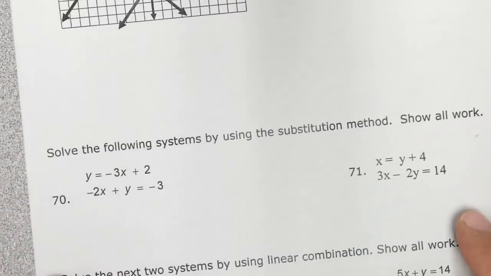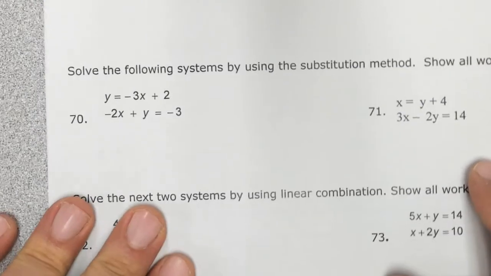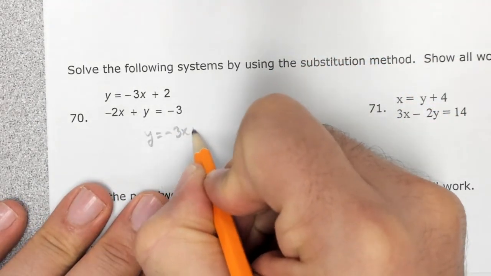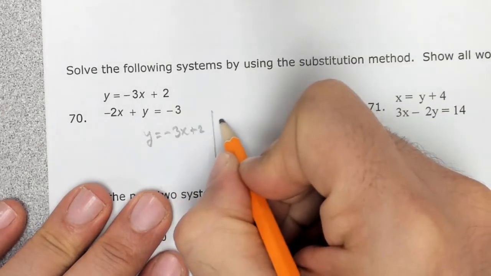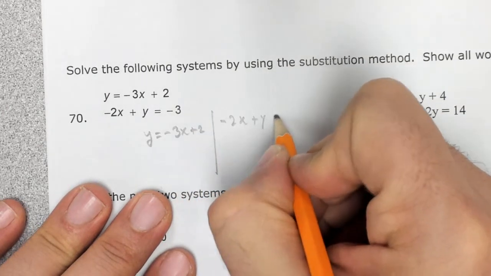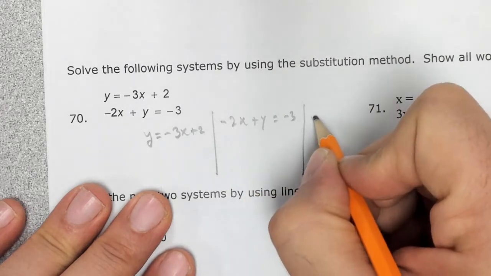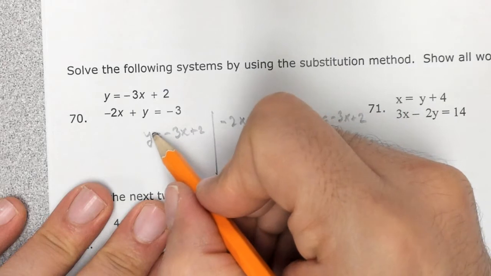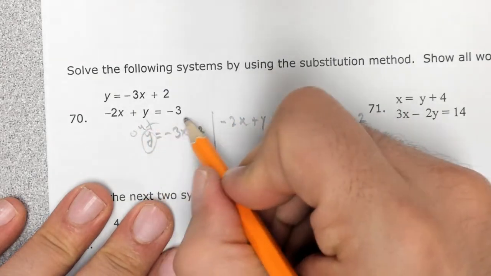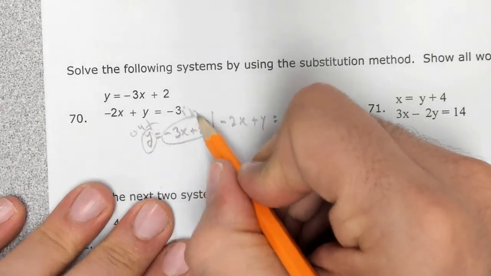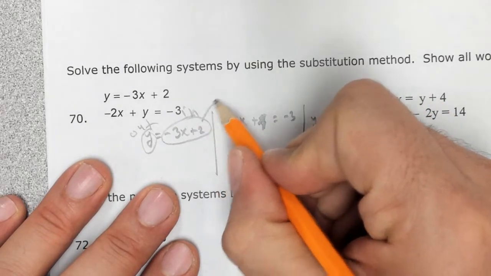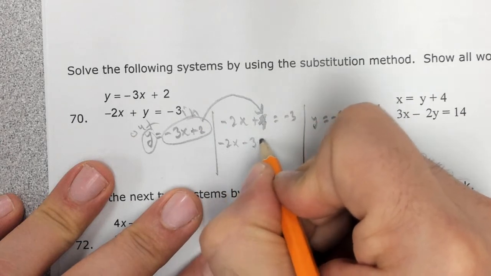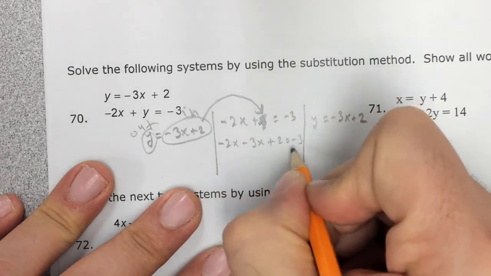We solve the following by using the substitution method. Now this one's a little bit more work, a little bit more involved. You write down the original one right here. You write down the harder one right here. And you rewrite the easy one over here again. Now, y comes out, this comes in. So I come over here, scratch out the y, and put this in there. If you do that, you end up with negative 2x minus 3x plus 2 equals negative 3.